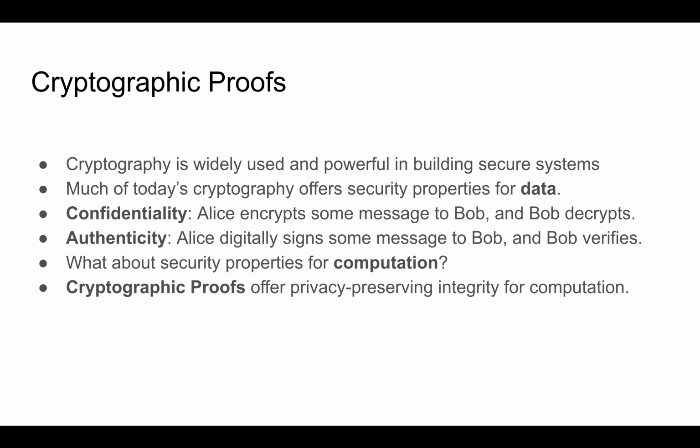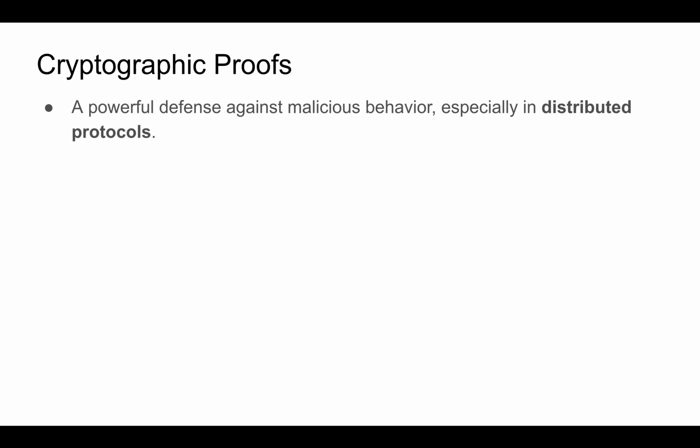Cryptographic proofs are mainly proposed to solve this problem. They are usually used to offer privacy-preserving properties for computation. Especially, they allow people to compute correctly and securely without revealing secret information of honest participants to malicious participants. Cryptographic proofs are usually used in protecting against malicious behavior, especially in distributed protocols.